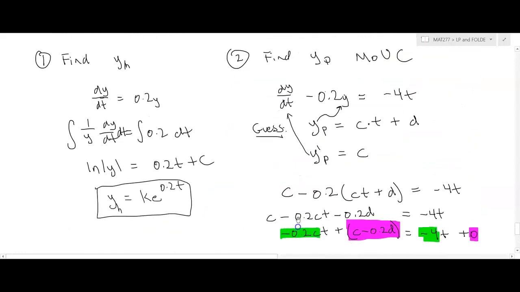So another key advantage here is that if you see that you want your right-hand side to equal a linear function, then your y particular should be the full-blown form of a linear function. If this here was quadratic, then this should be a full-blown quadratic. If this were cubic, this should be a full-blown cubic.